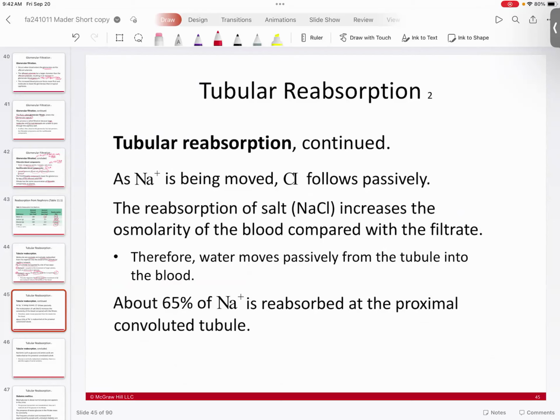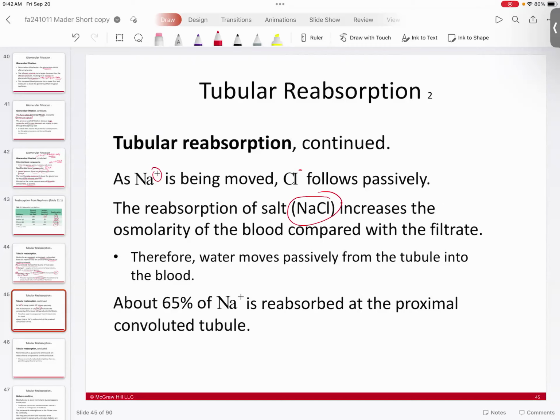As sodium is moving, you have to balance your charge, because remember, sodium has a positive charge. So you have to balance that out with a negative charge. And that basically means that chlorides follow passively. So essentially what you have ultimately is not just the reabsorption of sodium, but the reabsorption of sodium chloride. And so this increases in the blood compared to the filtrate.